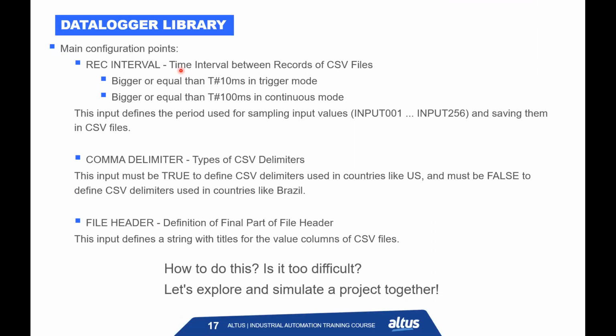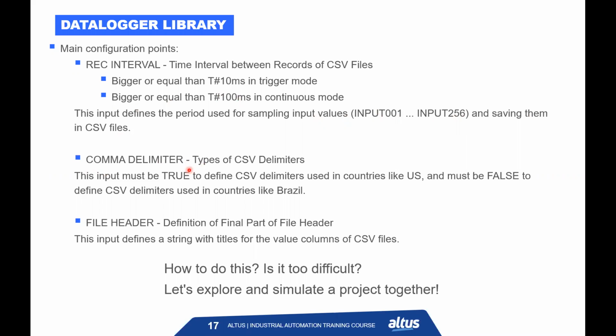Rec interval, the time interval between records of CSV files. For the trigger mode, I can scan at bigger or equal to 10 milliseconds, and for continuous mode, bigger or equal to 100 milliseconds. This input defines the period used for sampling input values, from input 001 to the last input here, and saving them in CSV files.